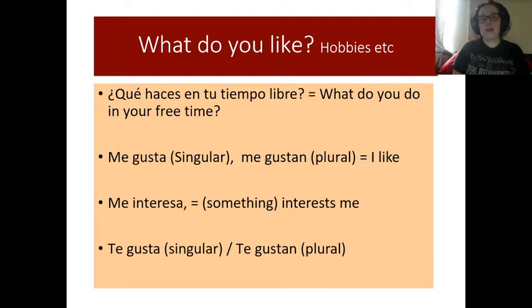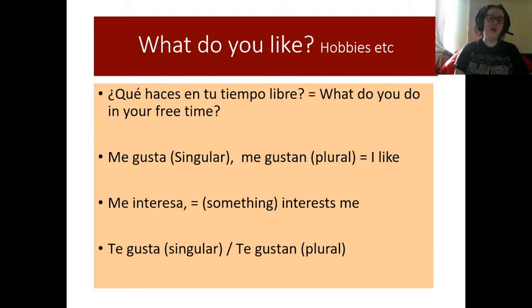And in Spanish, it's expressed a little differently, although it translates roughly to I like, or something interests me. Now, I'm going to go through this with you because it's a little bit more complicated than how we would say it in English. So if there's one thing that we like, say we like this pen, you'd either say me gusta or me gustan, depending on whether that's a single object or a plural object. What that technically means is something is likable, or something is pleasing to me, rather than literally saying I like something.